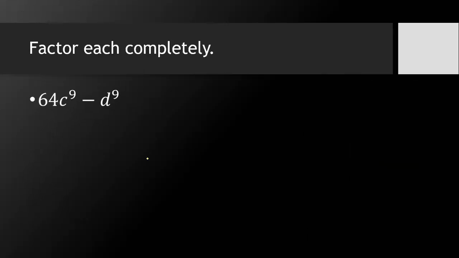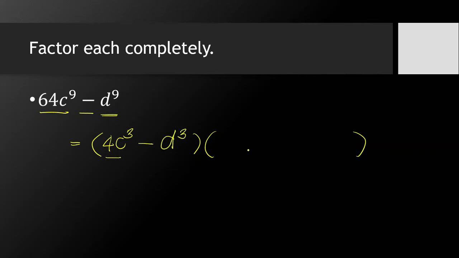For the fourth example, another difference of two cubes. Get the cube root of the first term. So 64, its cube root is 4. Cube root of c raised to 9, that is c raised to 3. Then copy the sign, minus. Cube root of d raised to 9, that's d raised to 3.